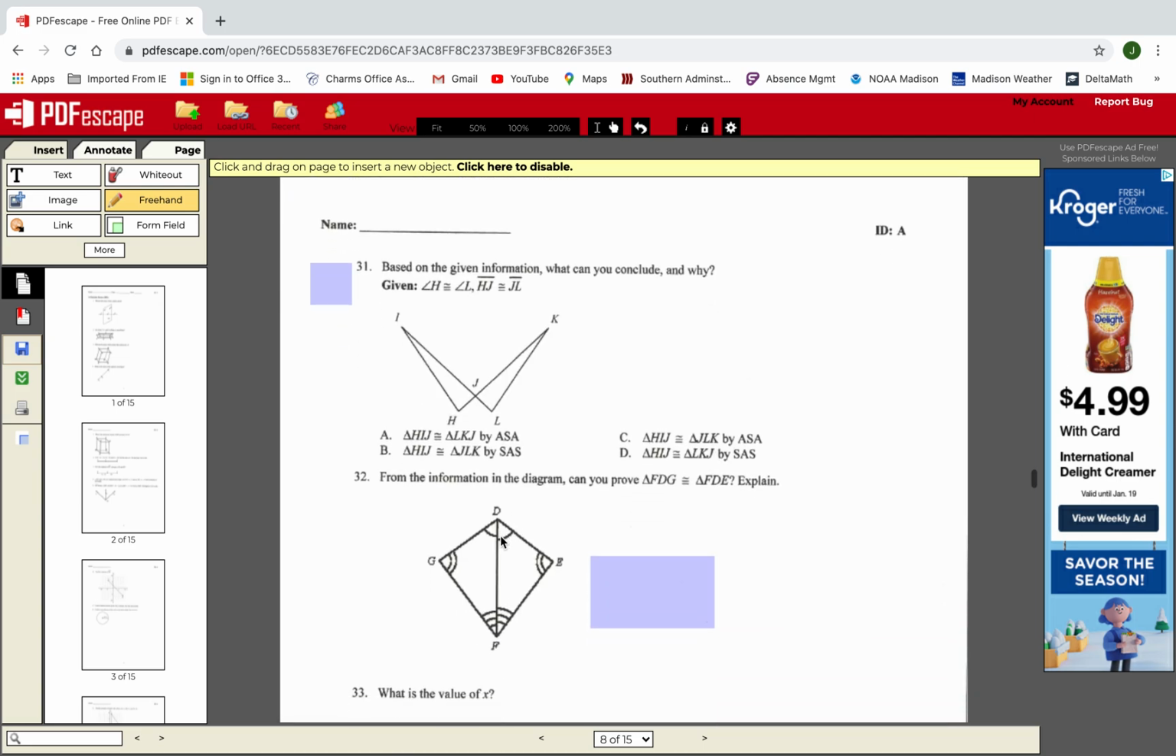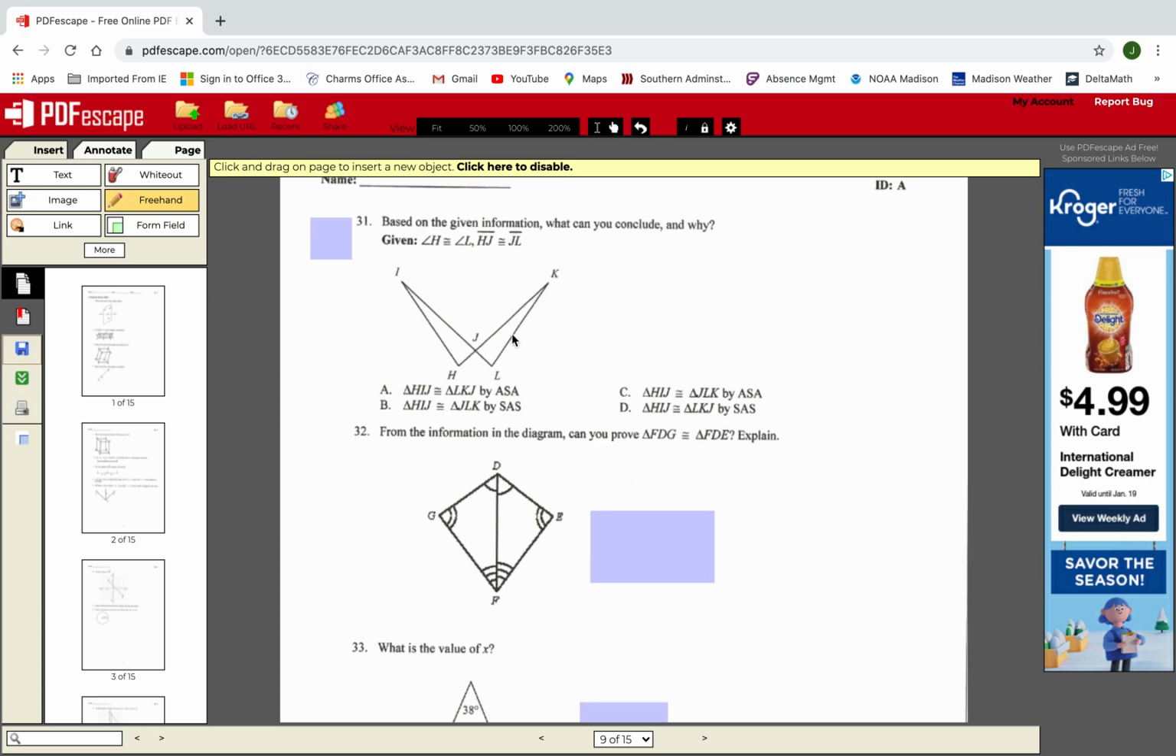On 31, based on the given information, what can you conclude and why? So it gives us some information, but there's nothing at all marked in our figure, okay? So we need to mark it. It says that angle H is congruent to angle L, so put a curve in each one of those. Okay. It tells us that HJ is congruent to JL, so put a single slash through each one of those. And we also have a vertical pair of angles here at J. So mark your vertical angles congruent, which should be something that we always do if they aren't marked.